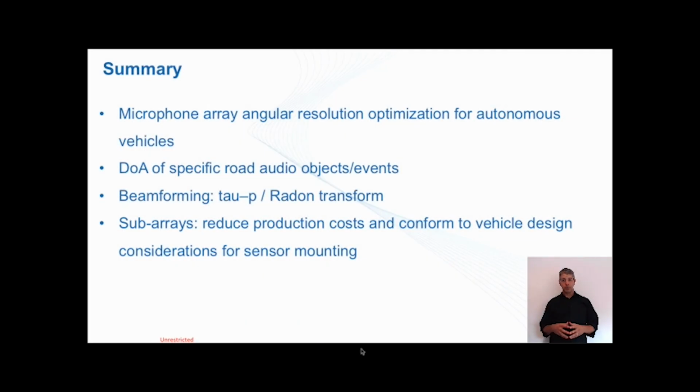To summarize, what we've shown in this video is a microphone array angular resolution optimization for autonomous vehicles. The final purpose is to determine the direction of arrival of specific road audio objects that are relevant to the driving mission. The optimization itself is based on the tau.p transform. We group the microphones into identical subarrays to both reduce production costs and to conform to vehicle design considerations.